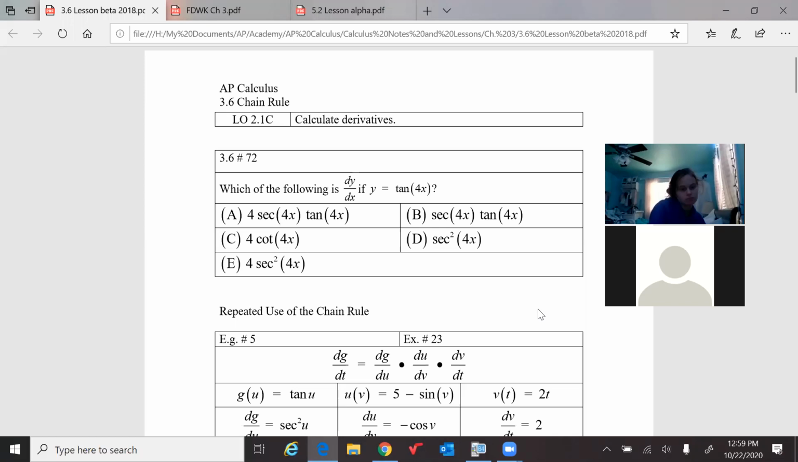y equals tan x, then dy dx equals secant squared x times 1 times the derivative of what's inside the parentheses. But you never notice that one because it's the identity element of multiplication. You're still doing the chain rule. So in here, the derivative of what's inside the parentheses isn't 1. It's a 4. So your answer is not D, it's 4 times D, which is D.